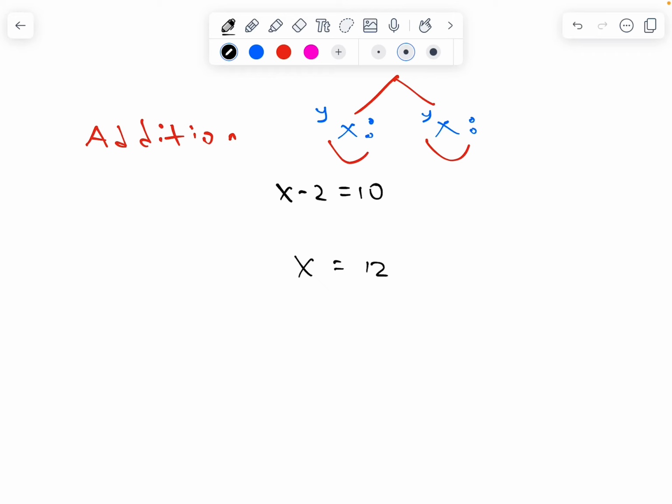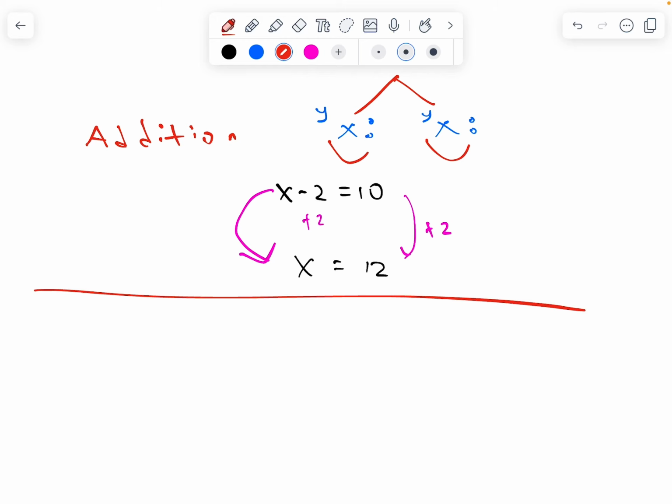Well, what happened? That minus 2 disappeared, and it disappeared because we added 2 to both sides. So on this one, don't get caught up by looking at this minus sign. What you need to look at is how did I get from that step to that step? And the way we did this is by adding 2 to both sides. Okay, so that's the addition property.